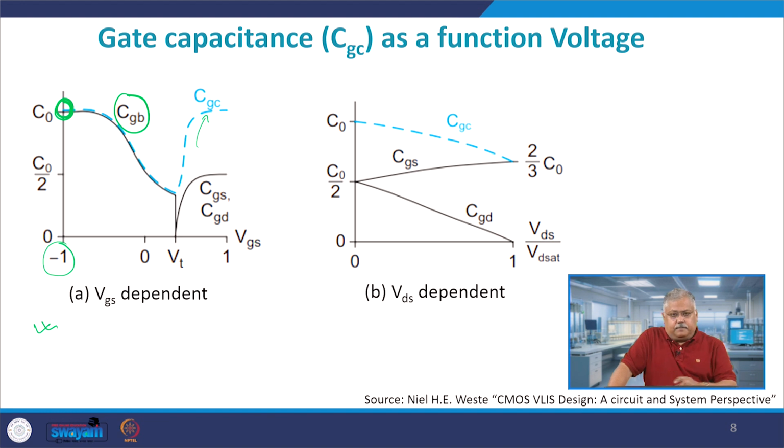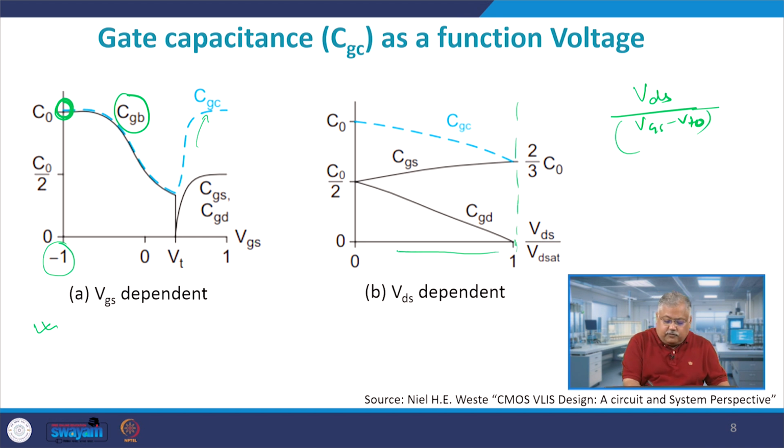Look at the right hand side figure. I am trying to show you the VDS dependency here. So we are plotting VDS divided by VDSAT, that is VDS divided by VGS minus VTH, the threshold voltage. Once it is 1, it basically means you are in the saturation region, and this is the linear region of operation, right. In the linear region of operation, I told you when VDS equals 0, which is on the left hand side, you automatically have your CGC equal to C0, the oxide capacitance.